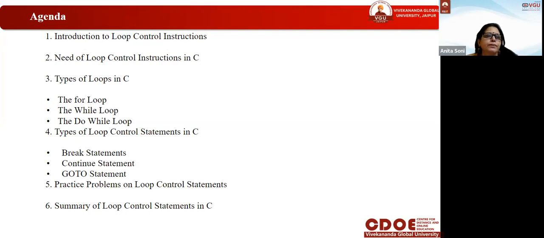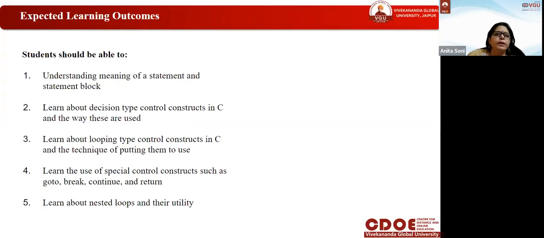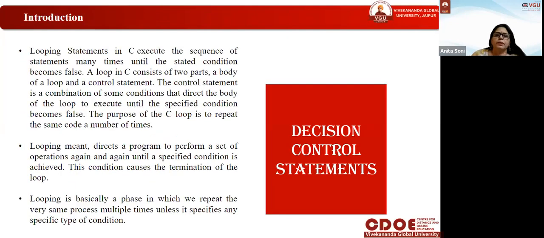What is the need of using loop statements? What are the types of loops in C? And what are the types of loop control statements in C? As you know, what is a looping statement? When you want to repeat a task multiple times, instead of rewriting the same code again and again, we use a loop. We put that statement inside a loop and execute it there.